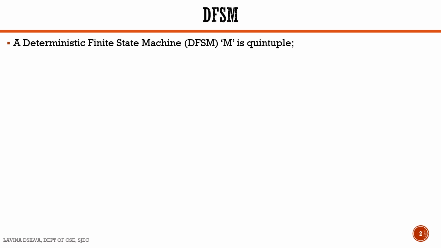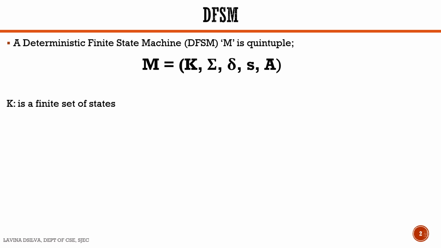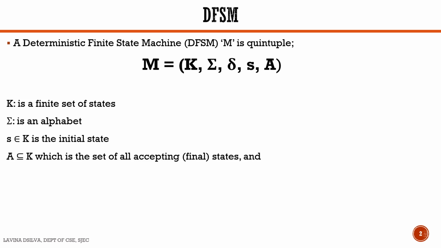We know that the deterministic finite state machine, defined as M, is a quintuple which has 5 components, that is K, sigma, delta, S and A. K is a finite set of states of the DFSM. Sigma is the alphabet over which we construct the DFSM. S is the initial state of the DFSM and it belongs to the finite set of states, and A is a subset of K which is the set of all accepting or final states. A is a subset, so it can be more than one final state.